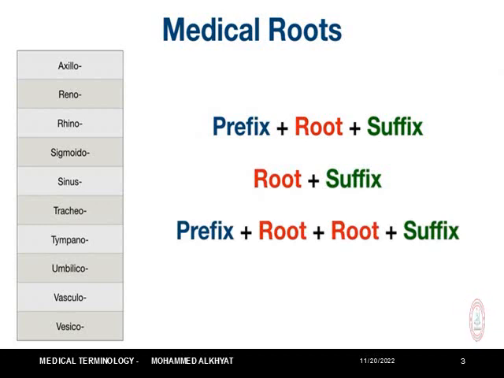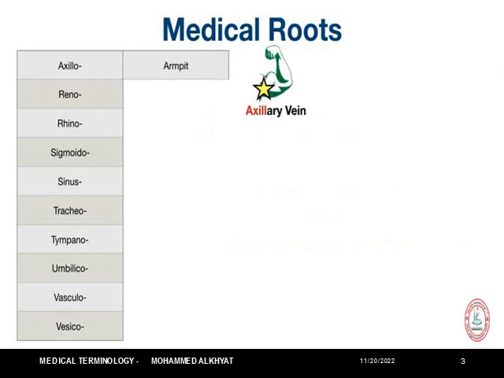Let's take a look at the first set of root words. Hit pause on the video and see how many you can define before looking at the answers. First, we have axilla, which refers to the armpit. You might learn about the axillary vein in anatomy. The axillary vein travels through the axilla toward the first rib.